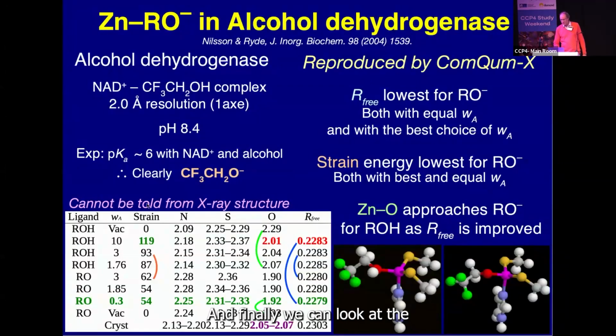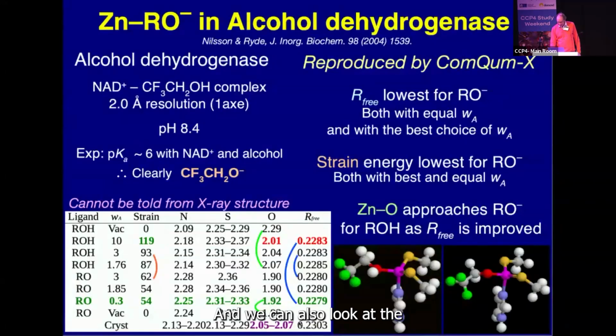And finally, we can look at the strain energy, which is a quantum chemical energy of the quantum system optimized in vacuum or optimized in the crystal structure. So it tells us how much the crystal structure strains the active site. And we can see that it's always lower for the alkoxide than for the alcohol. So all three criteria point out that this should be an alkoxide, in agreement with the kinetic data.